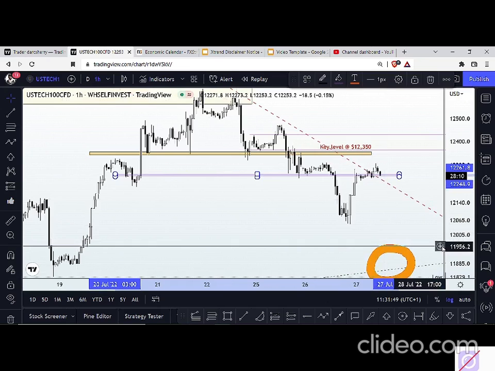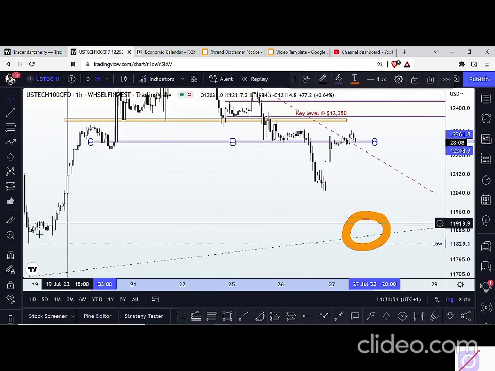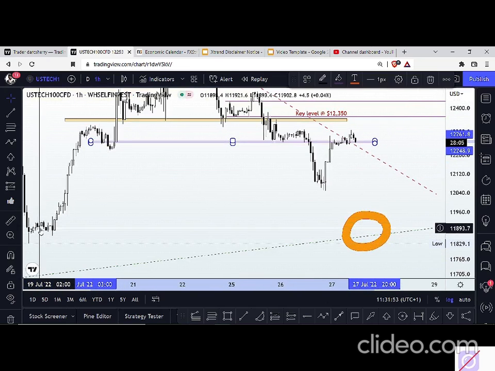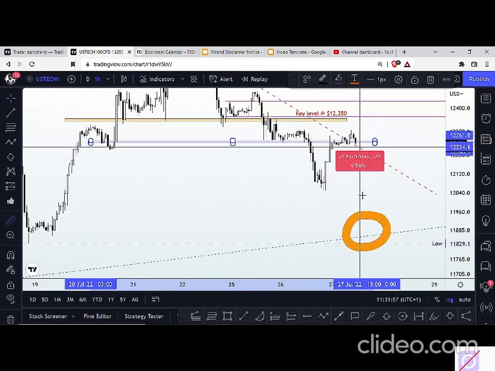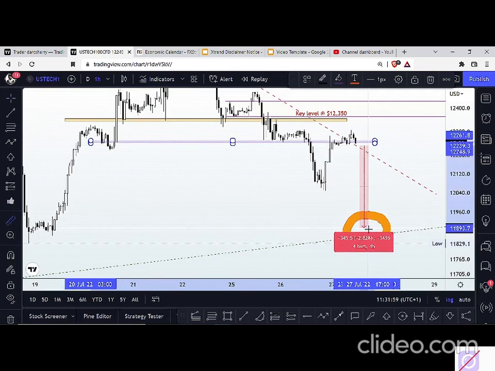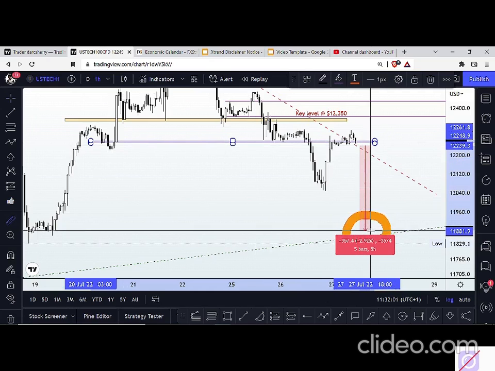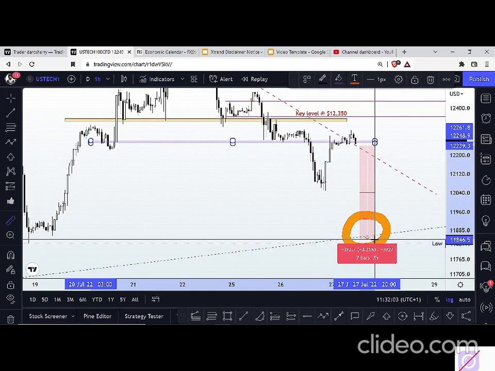Then our take profit target should be at around this 11,900 mark area, which will dovetail to about 350, 400 pips to catch here if price moves accordingly.